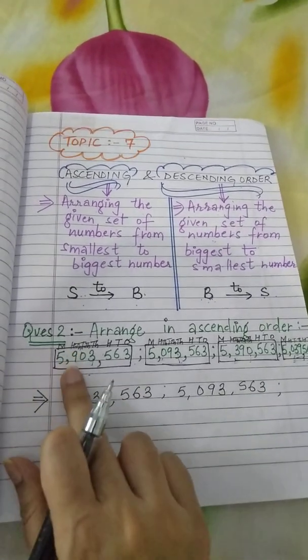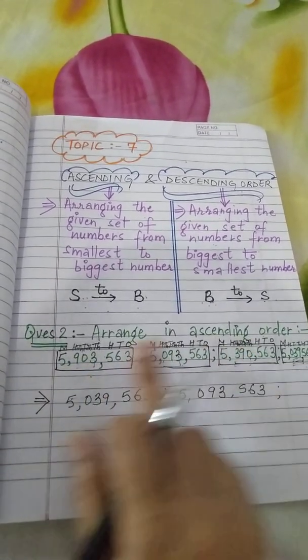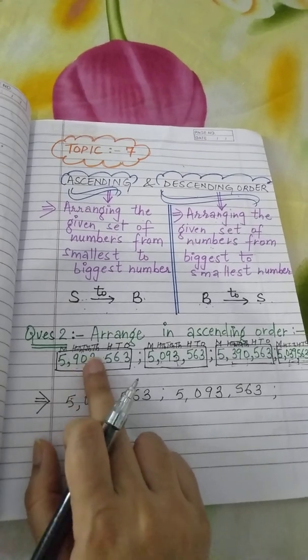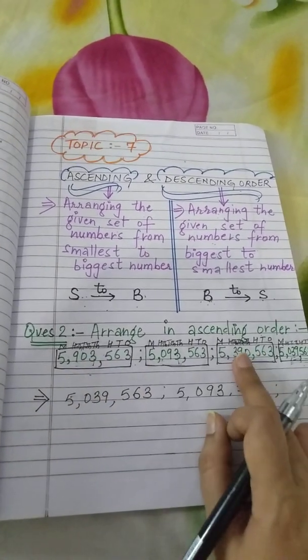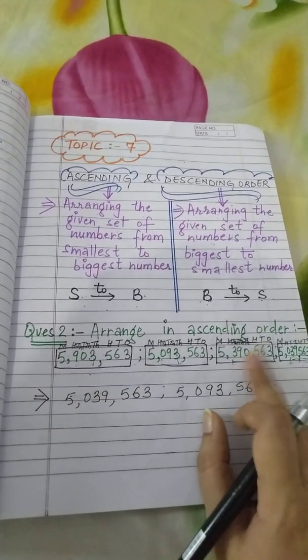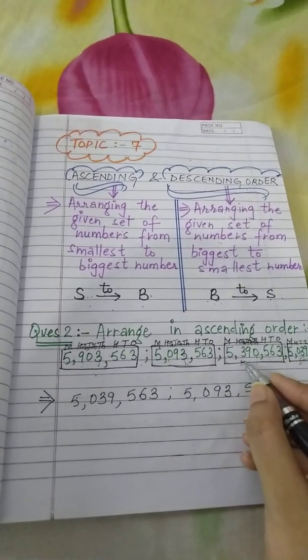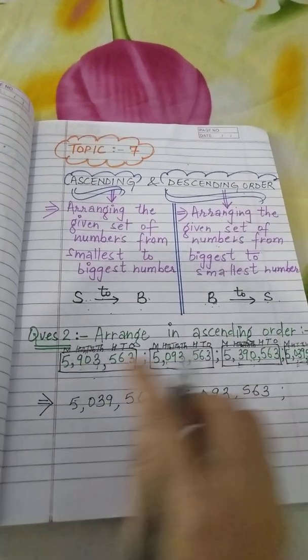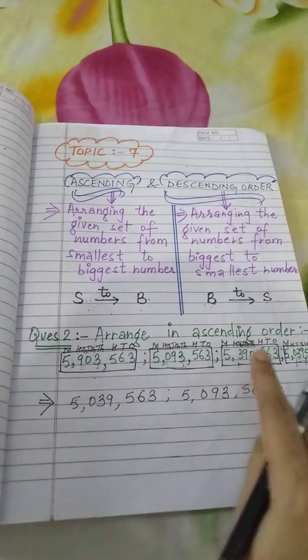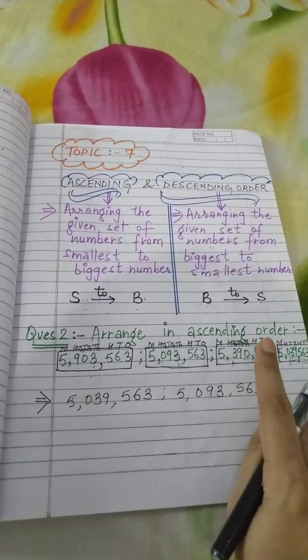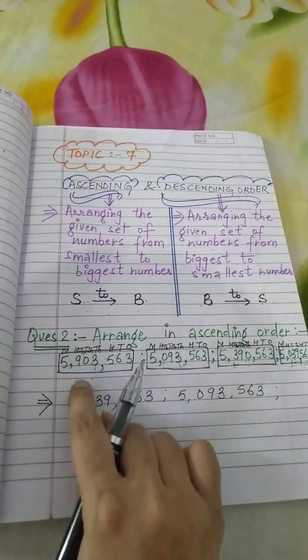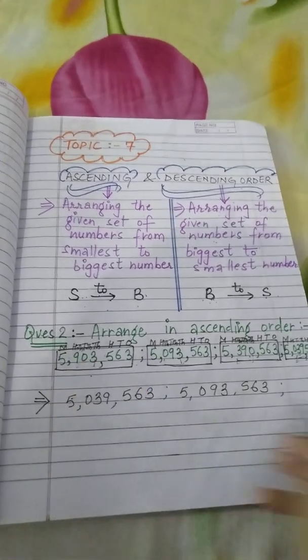After that, these two numbers are left. In this number there is 903, and in this number there is 390. As it's simple that 390 is smaller than 903, we will first write down this, and after that, at last, we will write down this one.